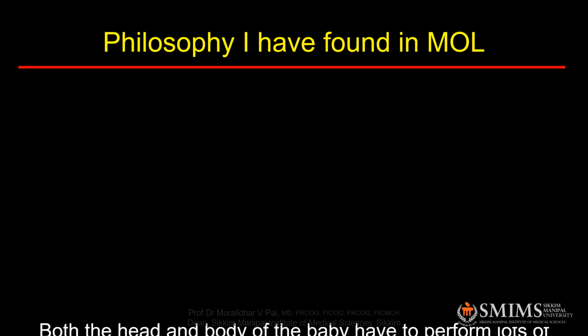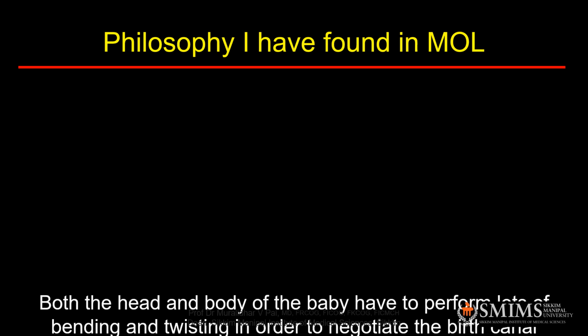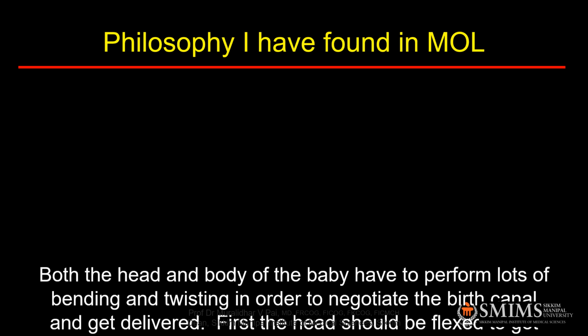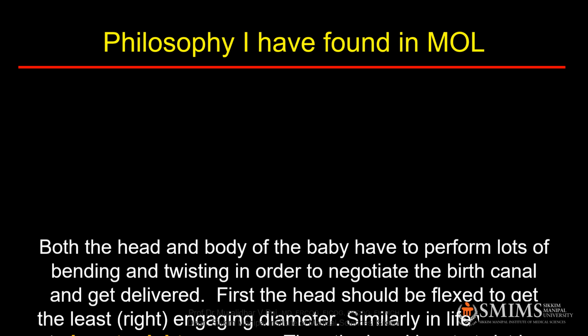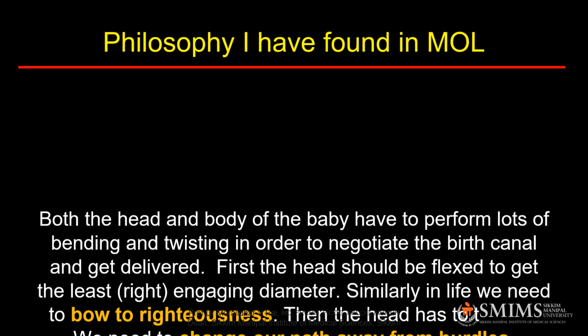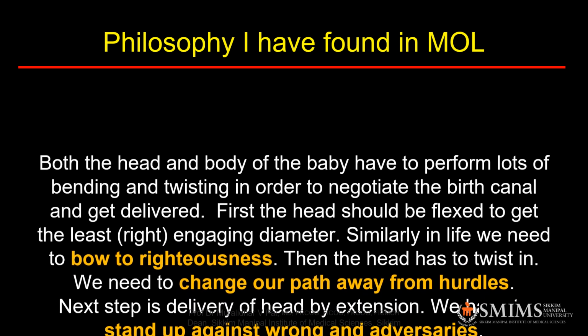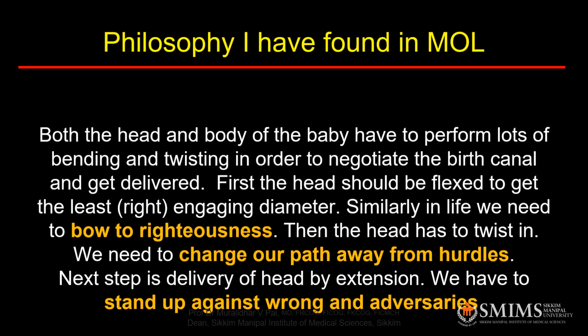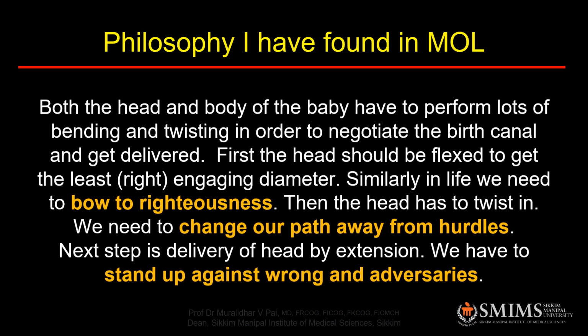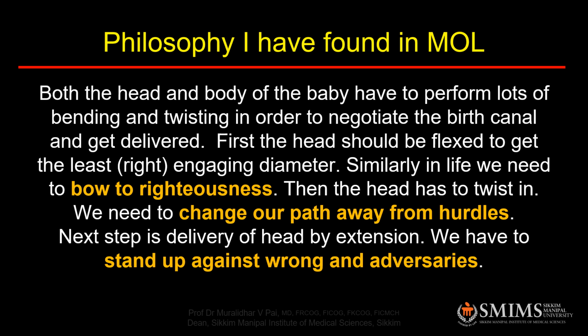Finally, let me share the philosophy I have found in mechanism of labor while teaching it over last 37 years. We just saw that both the head and body of the baby have to perform lots of bending and twisting in order to negotiate the birth canal and get delivered. First, the head should be flexed to get the least or right engaging diameter. Similarly, in life, we need to bow to the righteousness. Then the head has to twist in. Similarly, we need to change our path away from hurdles.